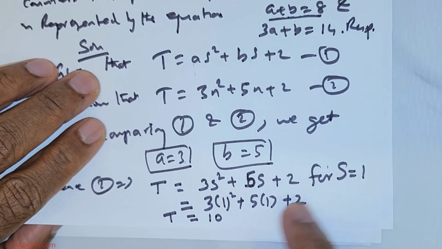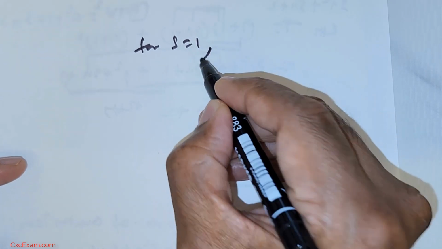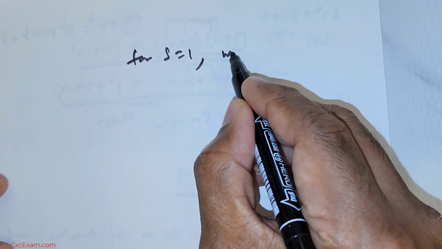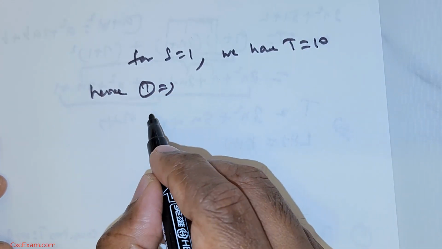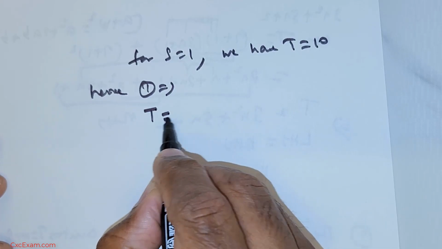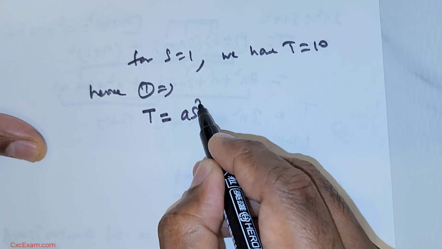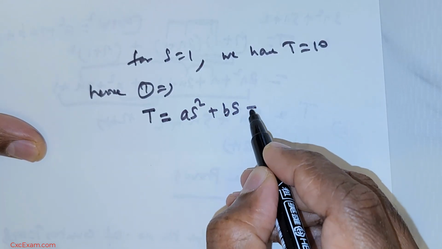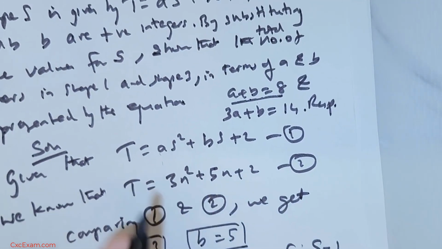Study this. s is equal to 1, t is equal to 10. So I'm going to write this down. For s is equal to 1, we have t is equal to 10. Hence 1 can be rewritten. What is 1? 1 is nothing but t is equal to a times s squared positive b times s positive 2.